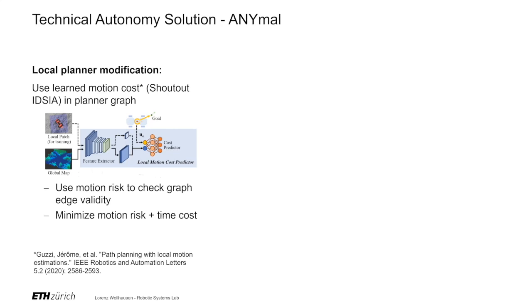And then also, Lazy PRM star is an optimizing planner. So we put both the motion risk and the time cost in the cost function to get better paths than just using shortest path.